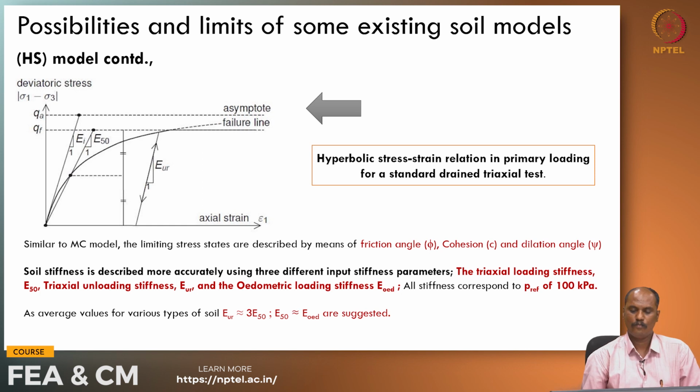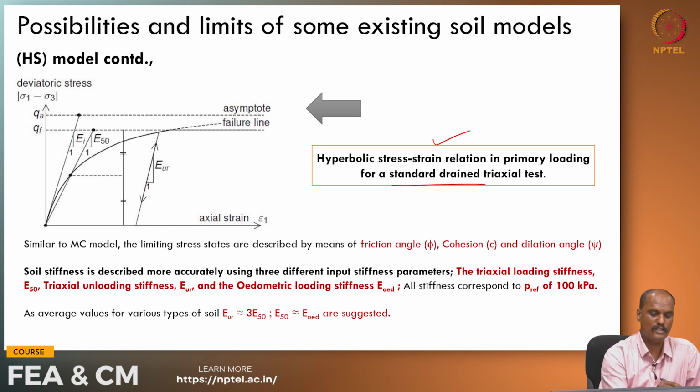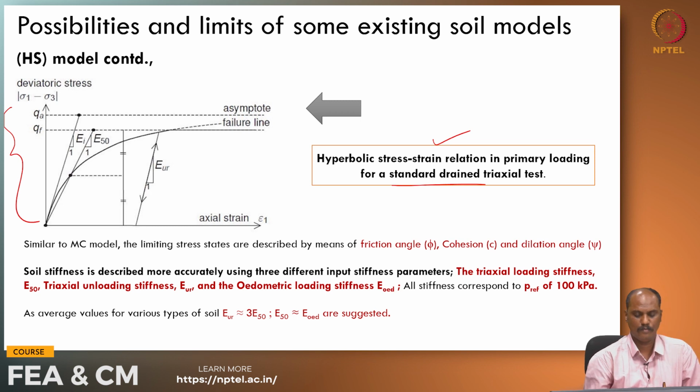So again, as I said, this is basically a hyperbolic stress-strain relation in primary loading for a standard drained triaxial test, based on which we are going to select the input parameters. So here we have the deviatoric stress and axial strain plot, and we have this initial modulus EI, E50, and then the unloading and reloading modulus.